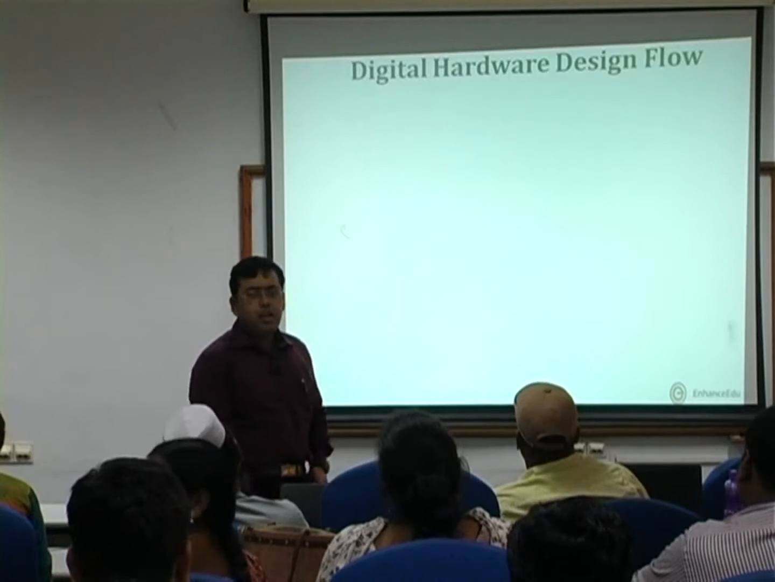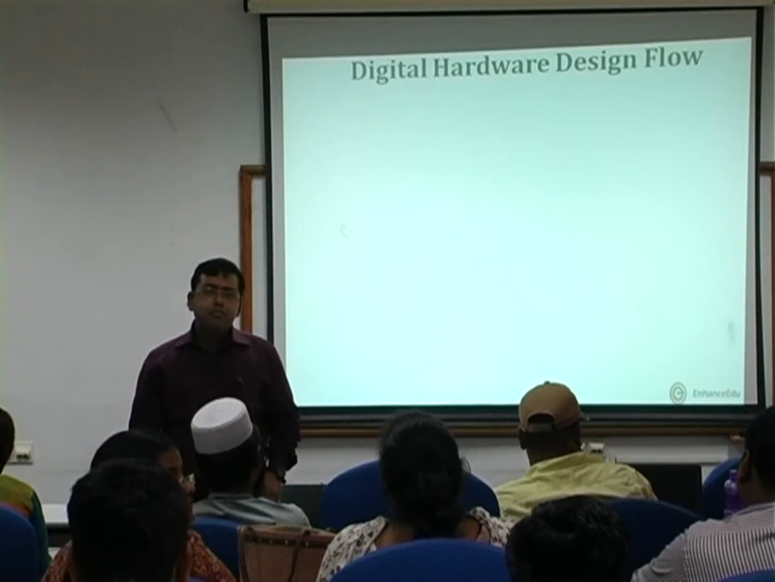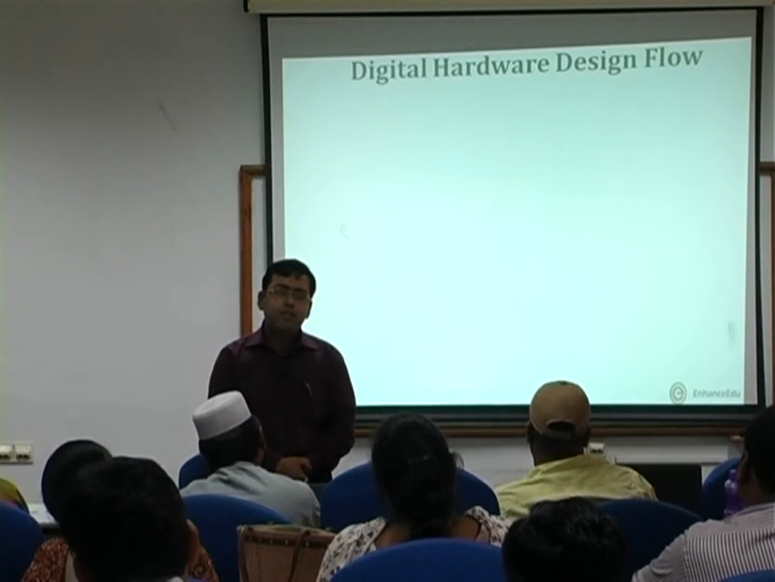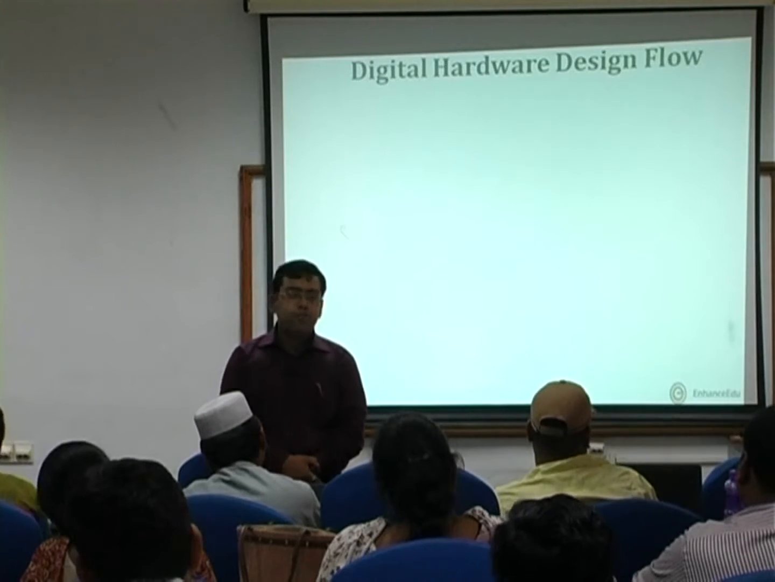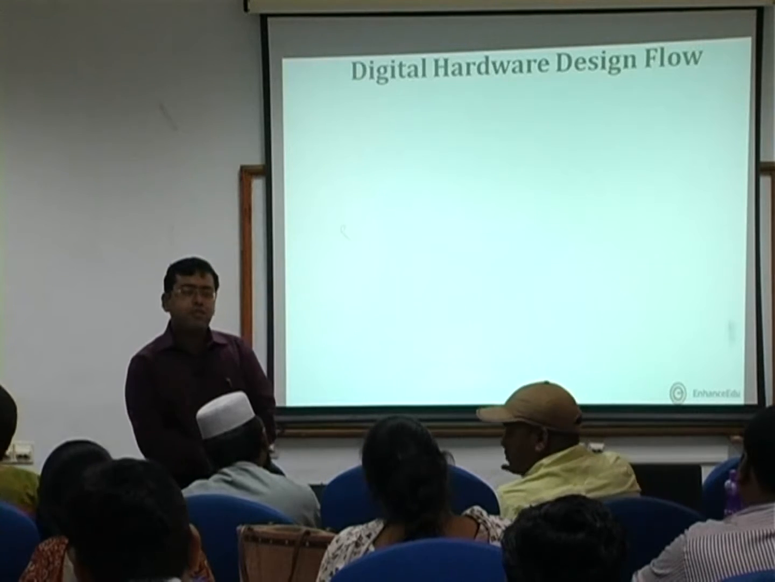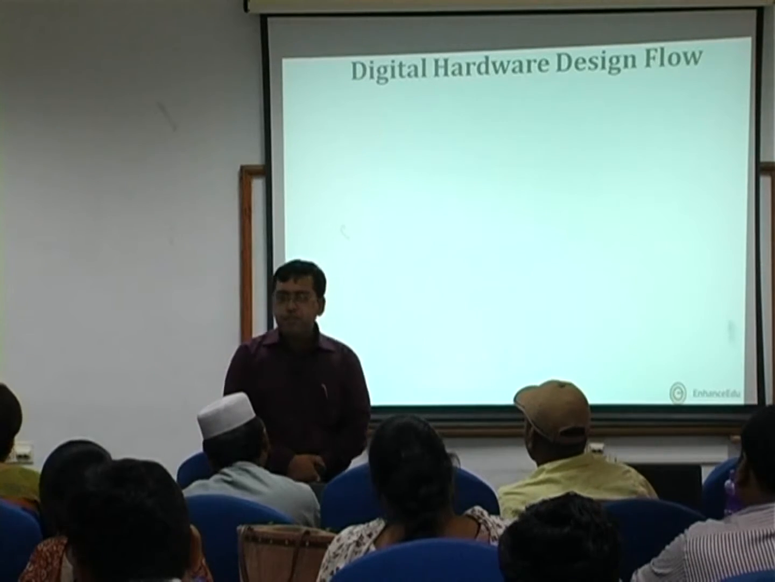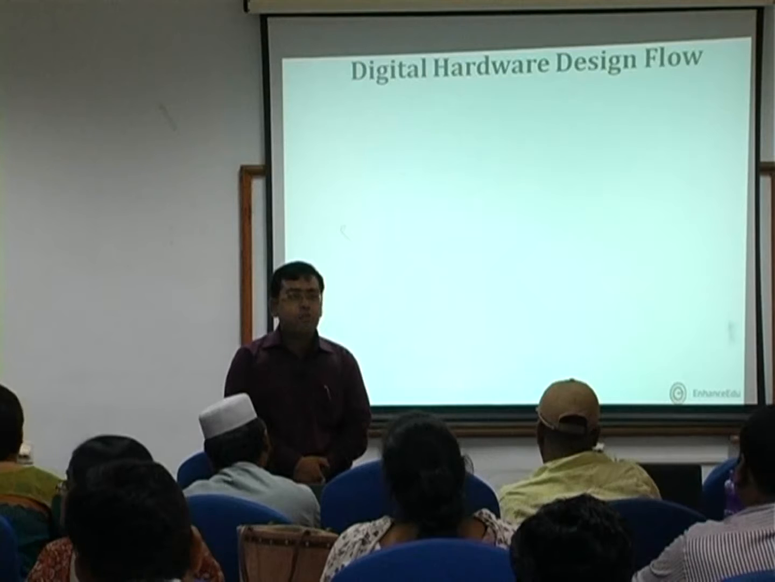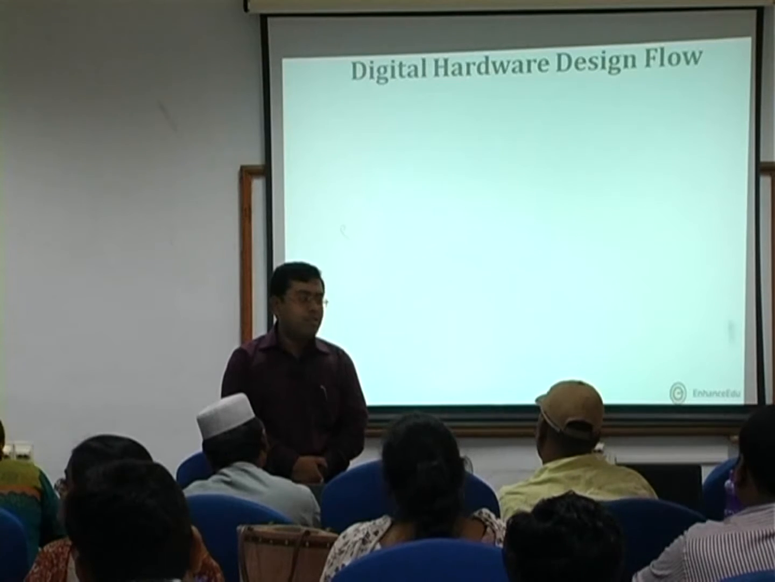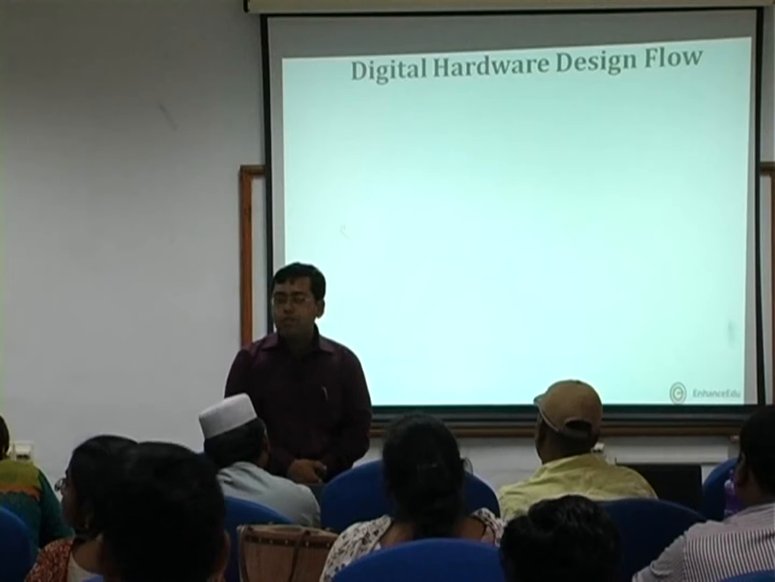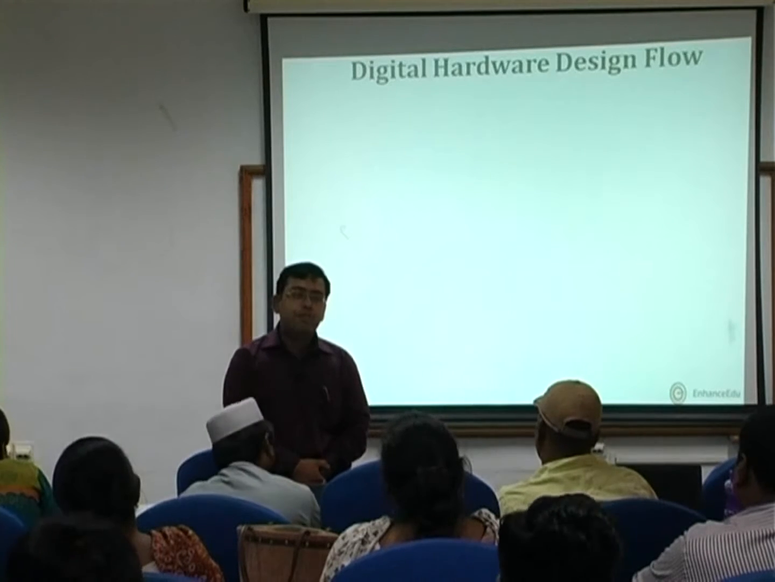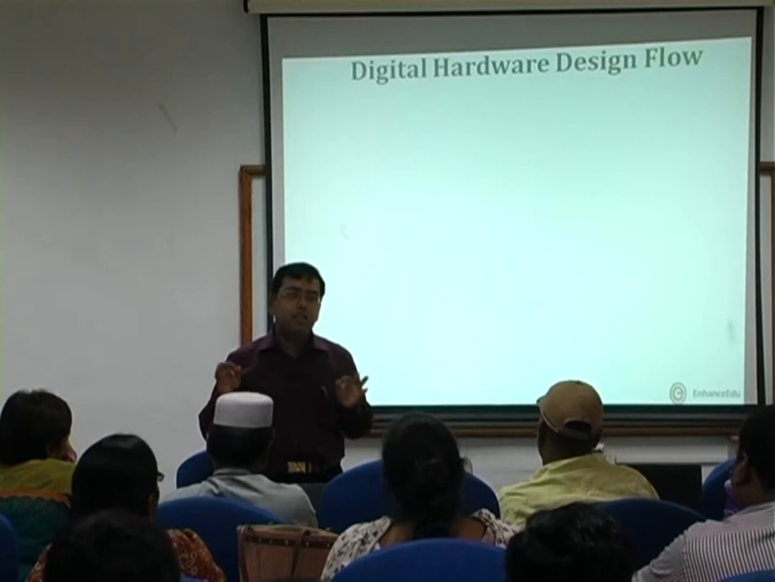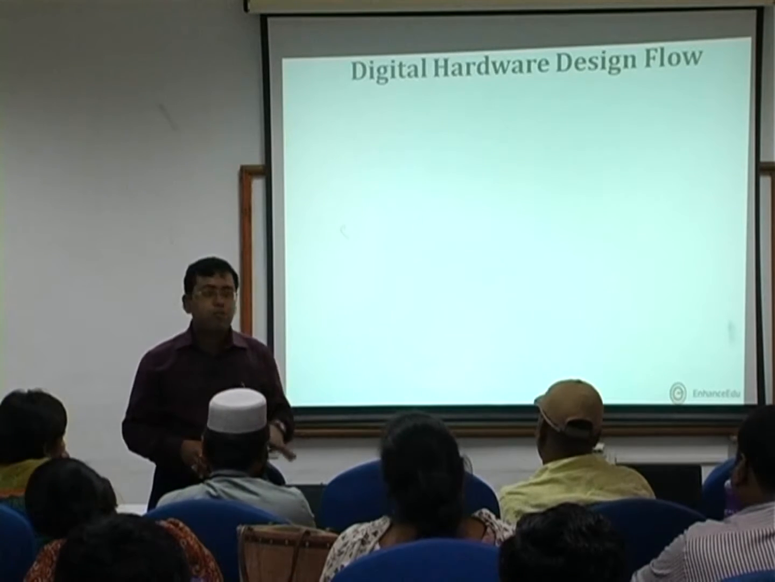So if you see a typical digital hardware design flow, let's talk of digital design only, since we are ultimately looking to develop a processor. Of course, processor doesn't mean only the digital technology. You can have an analog processor also that can accept analog signals, perform computation on them purely in the analog domain, and present results that are purely analog. So processor doesn't mean it should be digital. A processor can mean an analog processor also.